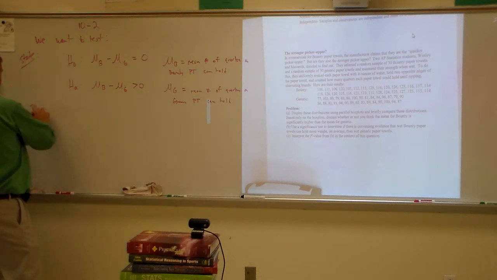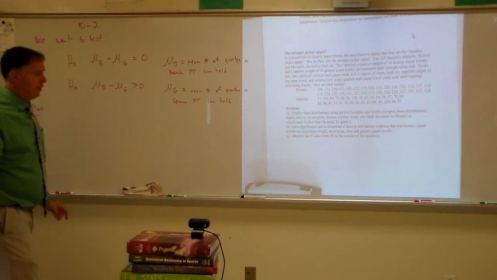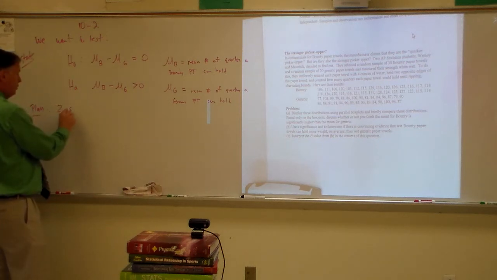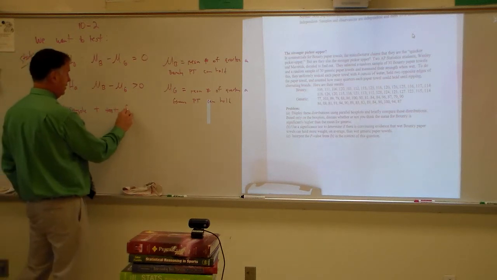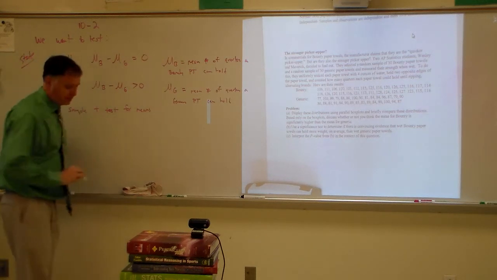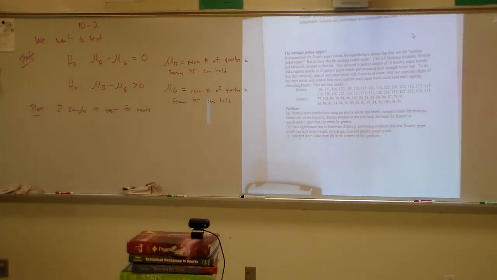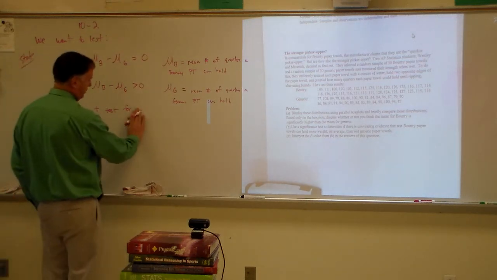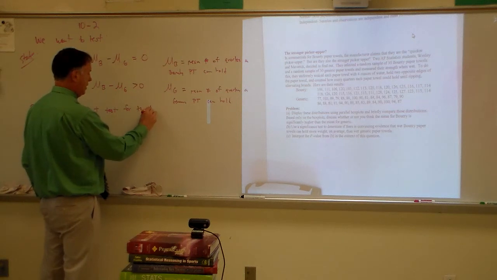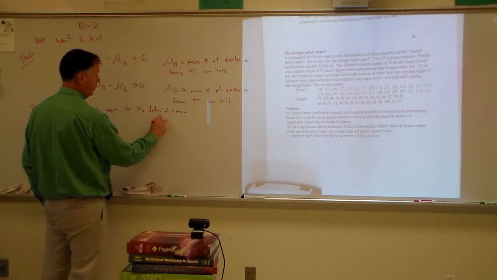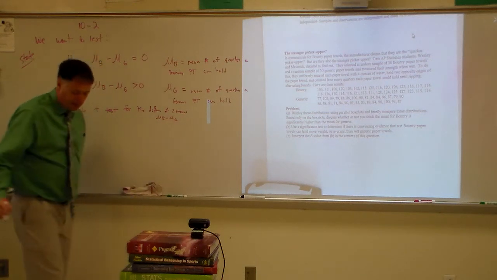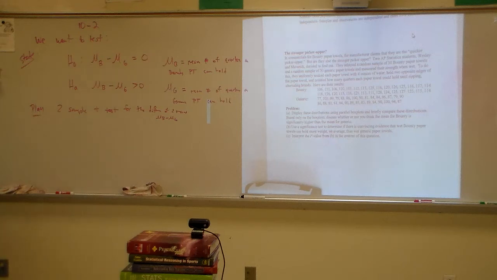Plan. Let's name our procedure first. What are we doing? A 2-sample t-test for means. That is our procedure. I guess I should probably say the difference of two means. Or you could put mean of Bounty minus the mean of generic.